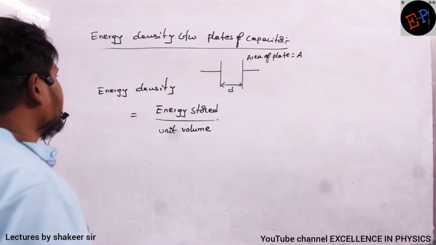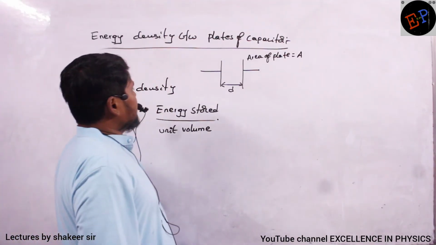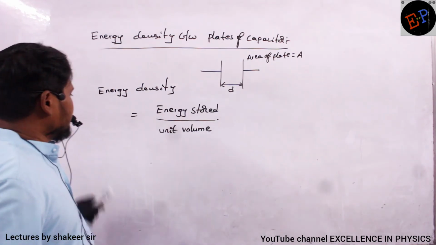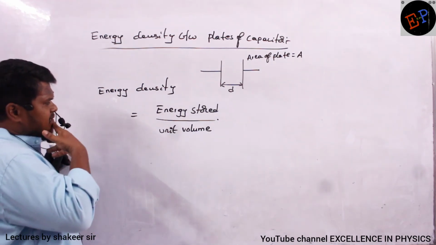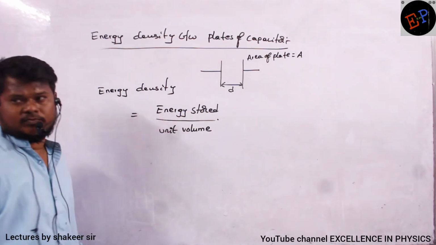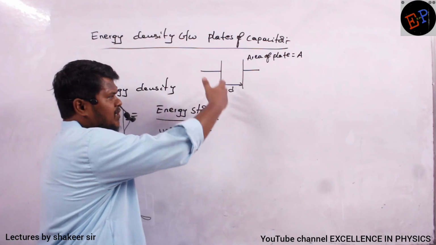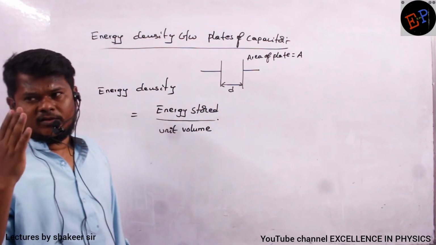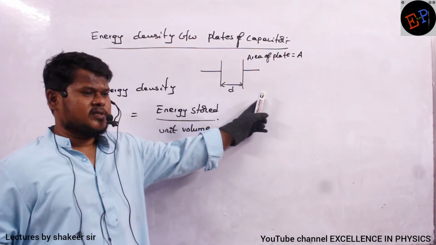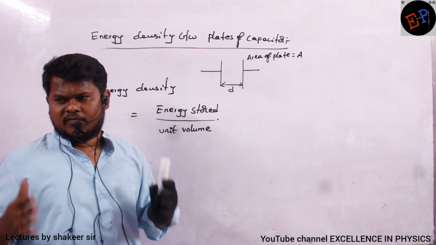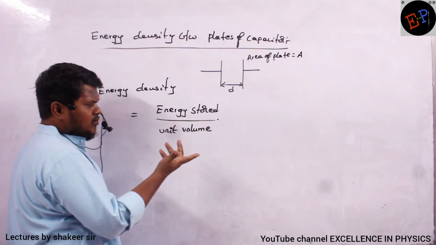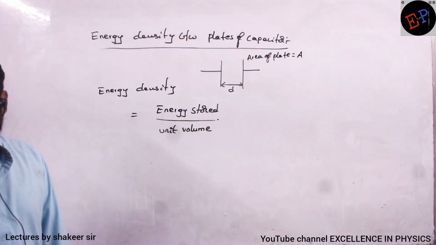Okay. So next we are discussing energy density between the plates of the capacitor. So what is meant by energy density? Energy density is nothing but energy stored per unit volume. So in between the plates of a capacitor, some volume will be there, no? For the capacitor, there is some area, there is some distance also. Definitely there will be some volume, no? So total energy stored per unit volume is how much? That I want to calculate. Are you able to understand?